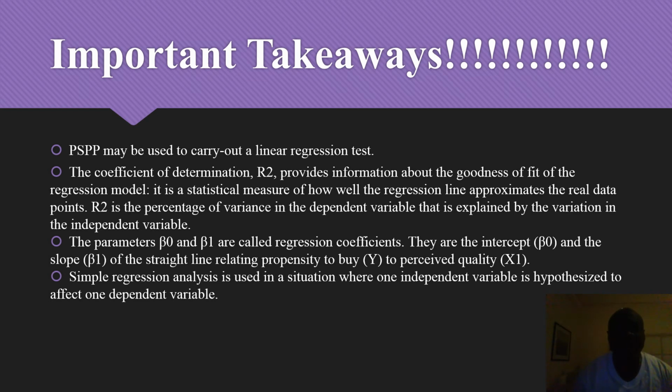The parameters beta 0 and beta 1 are called regression coefficients. They are the intercept and the slope of the straight line relating propensity to buy to perceived quality. Simple regression analysis is used in a situation where one independent variable is hypothesized to affect one dependent variable.